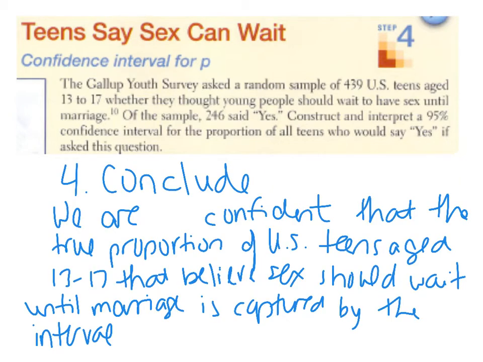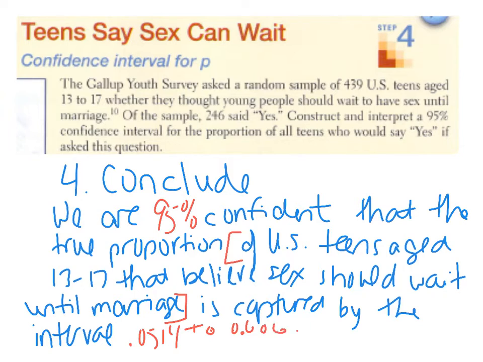Step 4 is our conclusion. Our conclusion gives our statement again in context. So we are 95% confident, because that's what it asked me for, that the true proportion of U.S. teens aged 13 to 17 that believe sex should wait until marriage is captured by the interval 0.514 to 0.606.